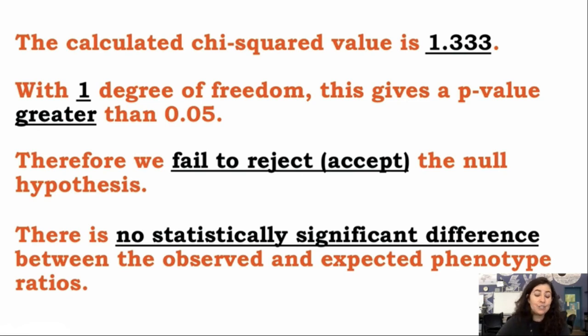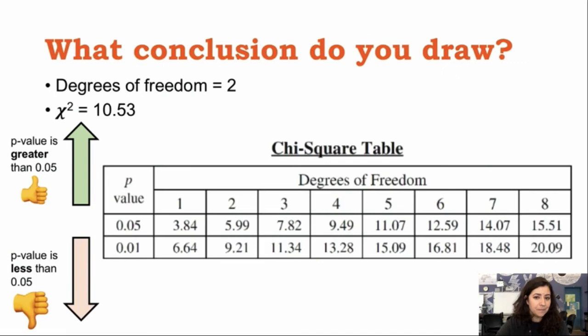Okay, let's do one more. Since you've written down that paragraph, in the little question that's about to pop up, I want you to type out that same paragraph and tell me what conclusion you would draw from this experiment. So let's assume we have a totally different experiment, and in this experiment there are 2 degrees of freedom. Since there are 2 degrees of freedom, you're going to want to look in this column. And our chi-squared value is 10.53. So what conclusion would you draw from this?